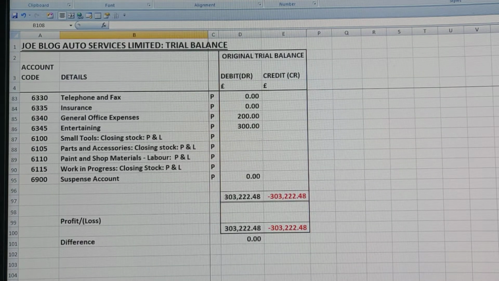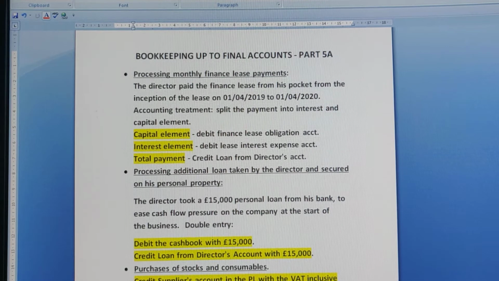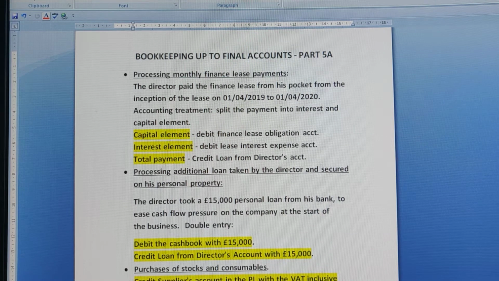Like I said before, the treatment is, first of all, split the total payment into interest and capital element. Debit the capital element to the finance lease obligation account to reduce what is owed. Debit the interest element to the interest expense account because it's just a business expense; it doesn't reduce what is owed. The total payment, that is interest and capital, is credited to loan from the director's account. If the money had come out of the company's pocket, the total credit would have gone to the cash book. But in this case, the director paid it for the company, so it's a loan from the director to the company.